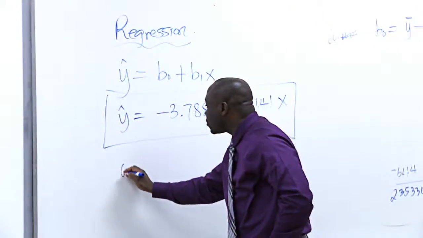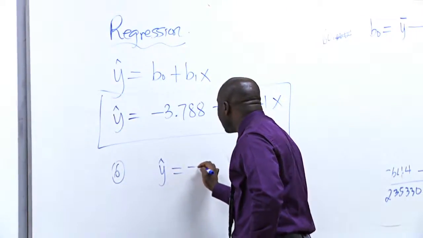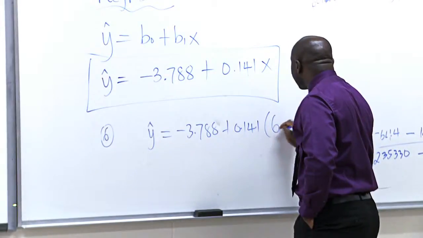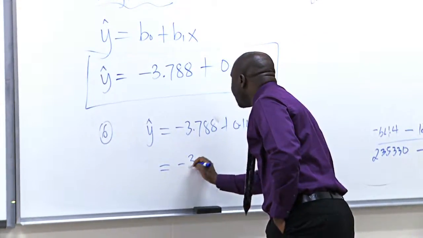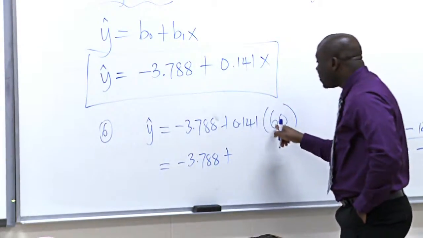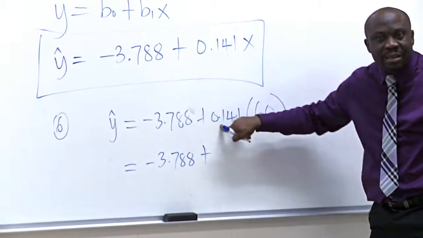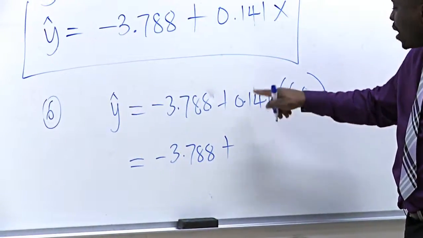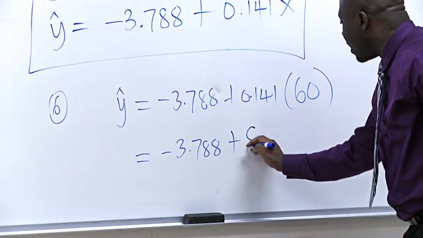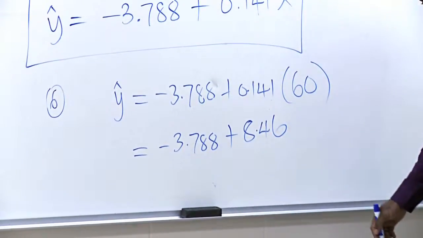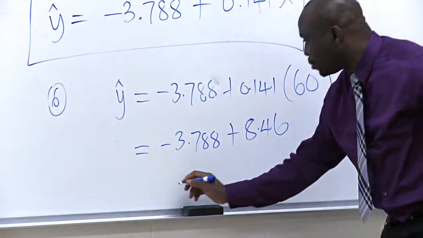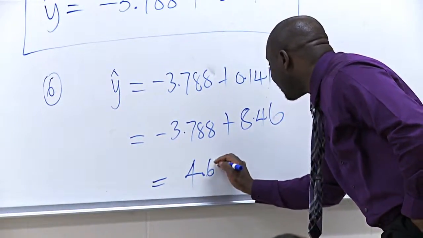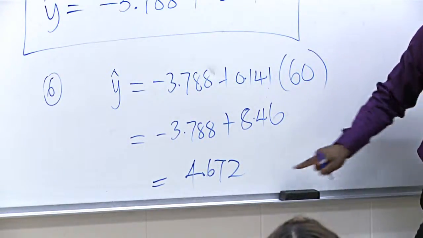Let's do it. So this is question number 6. Y hat is negative 3.788 plus 0.141 times 60. Then you multiply these two. This is PEMDAS. Don't add these two numbers and multiply. You mess up. That is 8 point something. 8.46. And then you combine the two. What does that give us? 4.672. So how much did this family save?